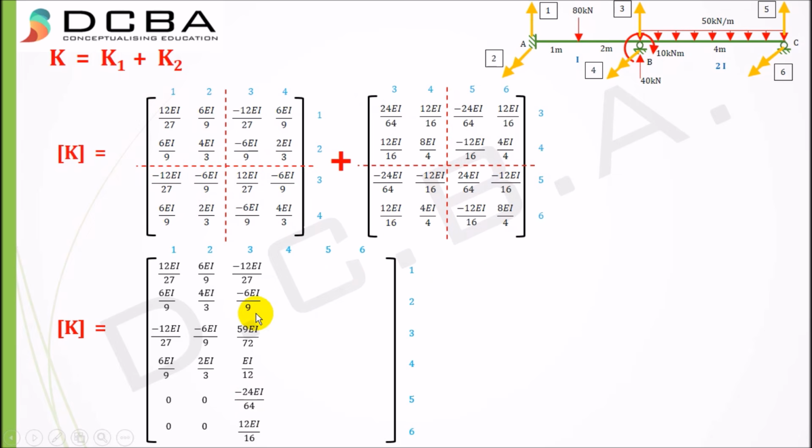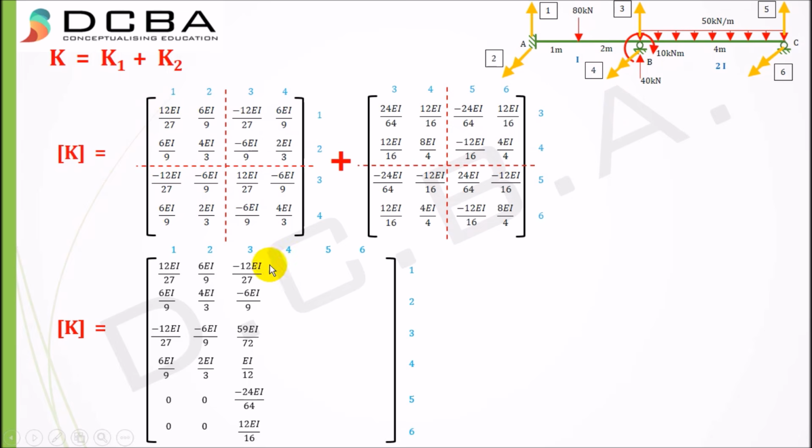What I suggest is that for every element, when you write starting from element 1, you just search that element in both the matrices. Is it present in matrix 1, is it present in matrix 2, or is it present in both the matrices? If it is present in both the matrices, you need to add them. If it is present in only one matrix, you can write it as it is.